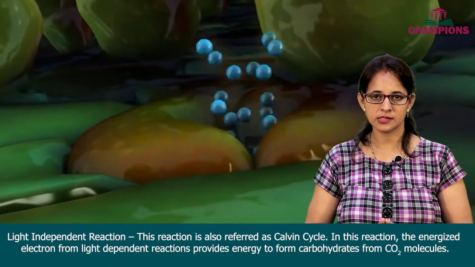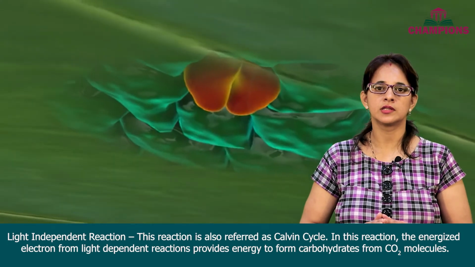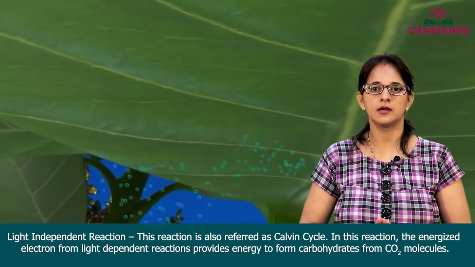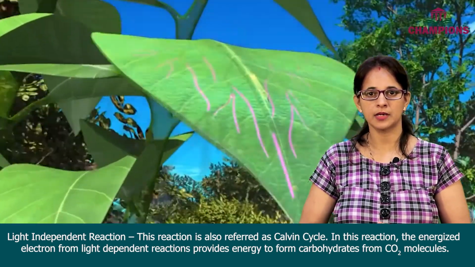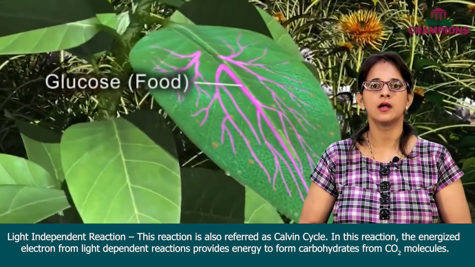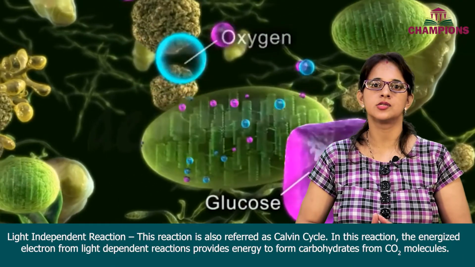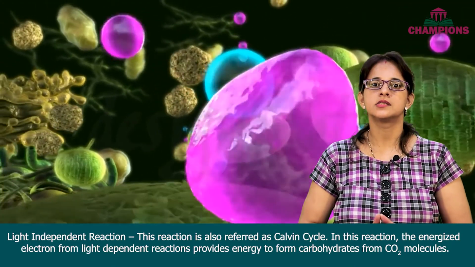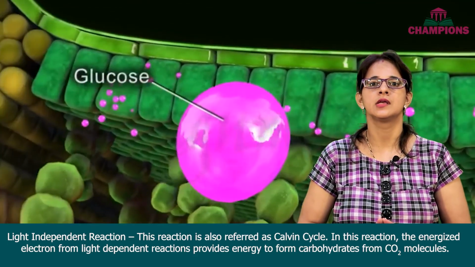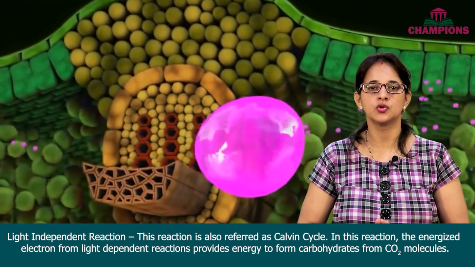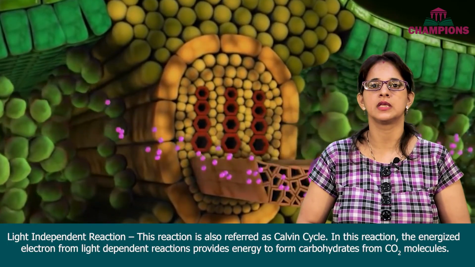Why is it called the dark phase? Because for this phase to happen, light is not an essential requirement for the plant. It can happen in light also, it can happen in dark also, and it is during the dark phase that the synthesis of food, the glucose molecule, is carried out by the plants utilizing the energy from the ATP.